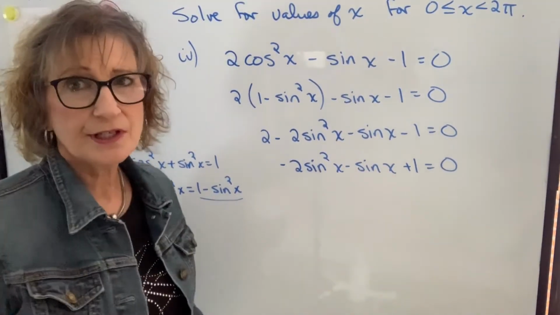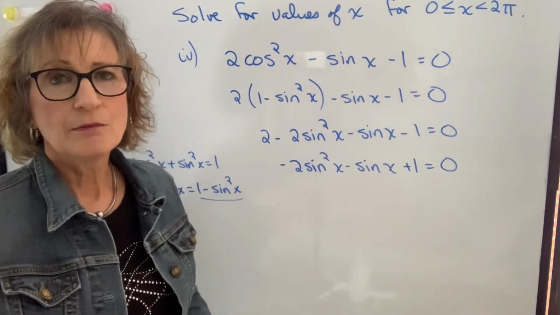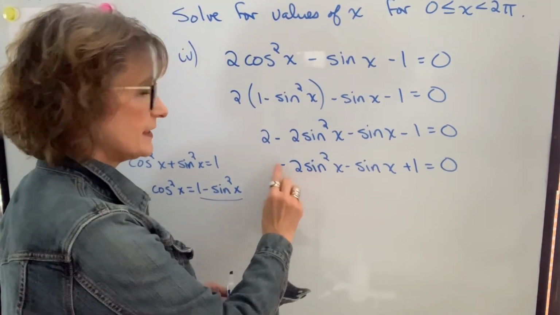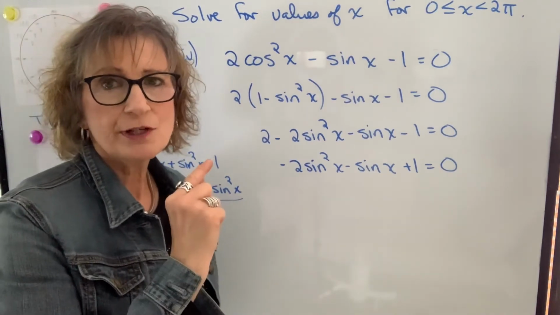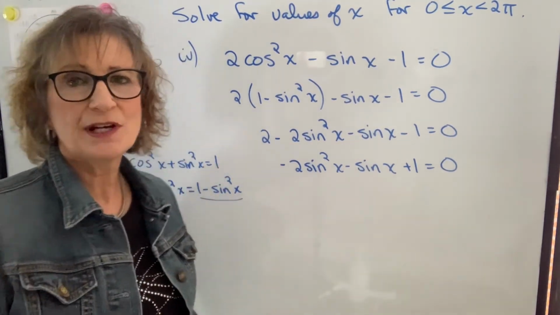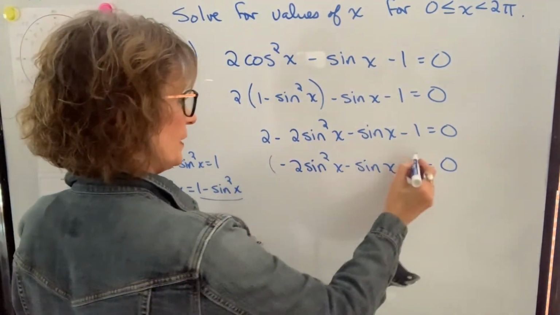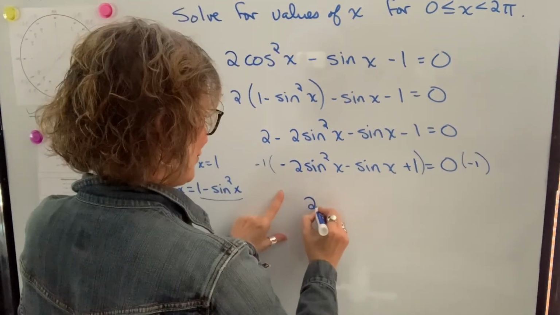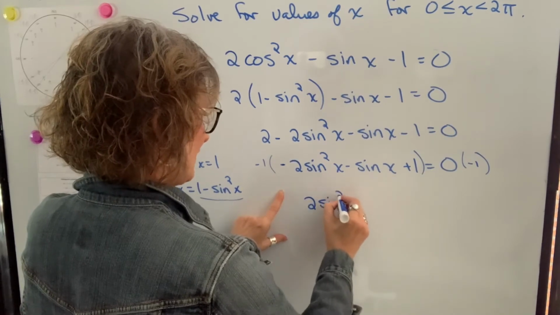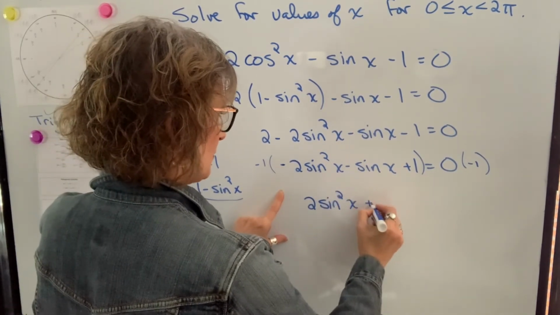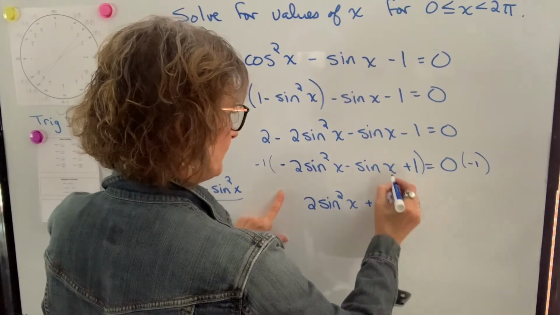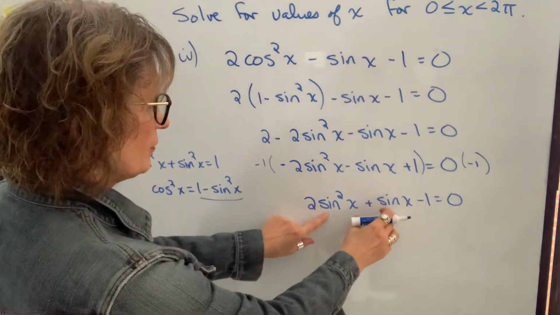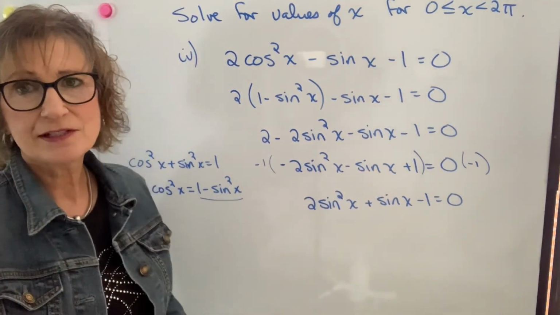This is an equation that I can factor, but it's tough to factor when your highest degree term is negative. So what I'm going to do, this is an equation, so I can multiply both sides of the equation by negative 1. So I'll multiply this side by negative 1, and I'll multiply this side by negative 1. So 2 times sine squared of x, negative negative gives me positive, plus sine of x minus 1 equals 0. This will be much easier to factor than the previous expression.